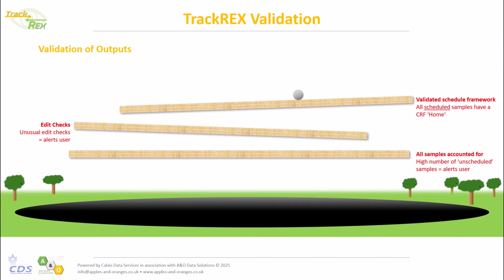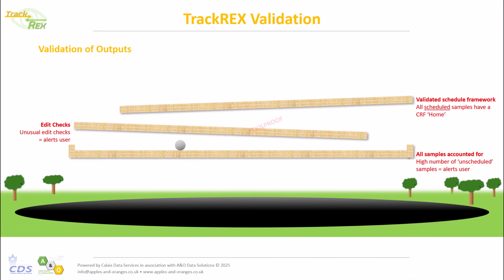Let's follow the sample's journey. Whether the validated schedule framework has been impacted or not, we move down to the edit checks. At this level, unusual firing of edit checks may be an indicator something is wrong with data sources. The final level is where all samples are accounted for. The TrackREX program ensures that any sample in vendor data finds itself in the user output. So even while external factors are being addressed or corrected, it means that affected samples will be present in the user output as unscheduled samples and always brought to the end user's attention. At no point can a sample drop off into the void.